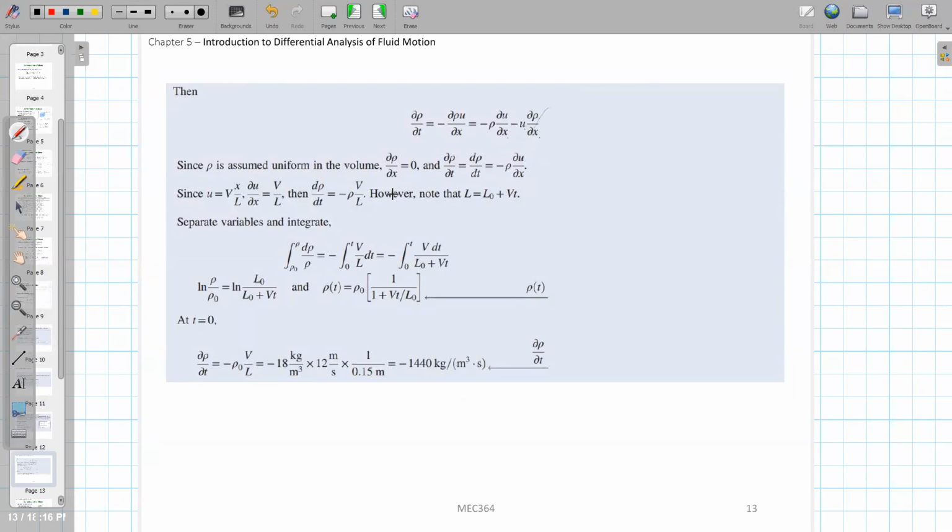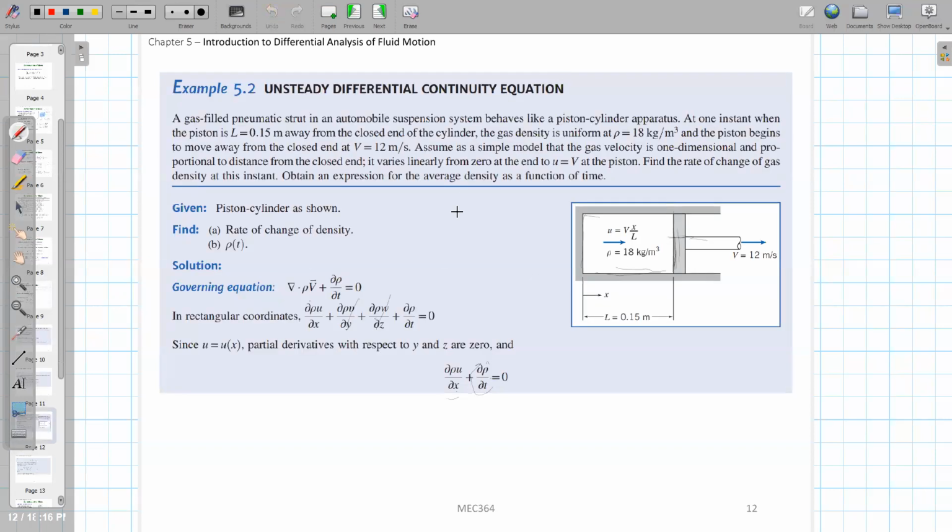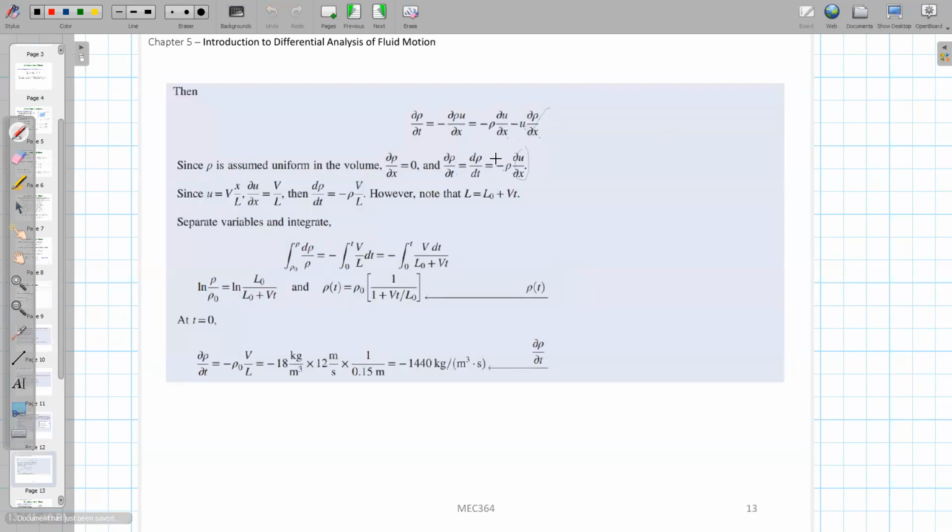Okay, so at the end, you will have this, because rho is only a function of time, right? So now you can change this partial derivative to the derivative because rho is only dependent on t. Okay, d rho dt will become minus rho du dx. Right? Partial u partial x is known. It's from this correlation u equal to v x over l. Right? It's given. And then the question is asking for rho. So this is the differential equation.